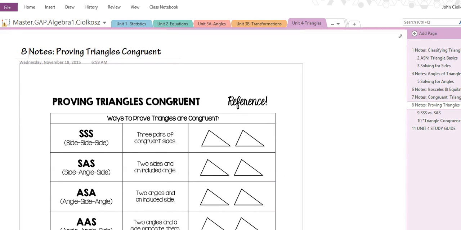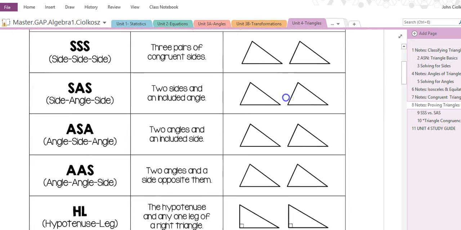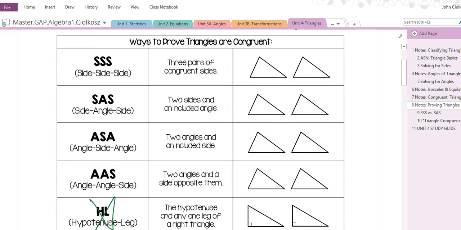Alright, so we are on 8, talking about proving triangles are congruent. The big ones we're going to focus on, we're actually not going to worry about hypotenuse leg. Side, side, side. What this means is by whatever means, I can say that all 3 sides of one triangle are congruent to all 3 sides of the other.